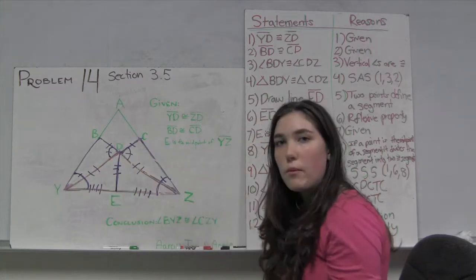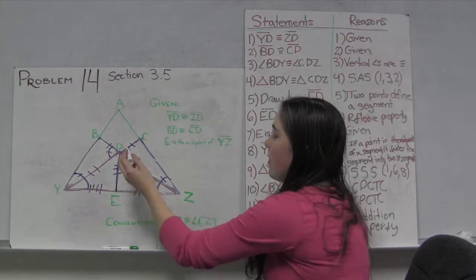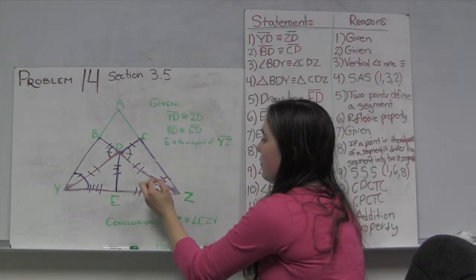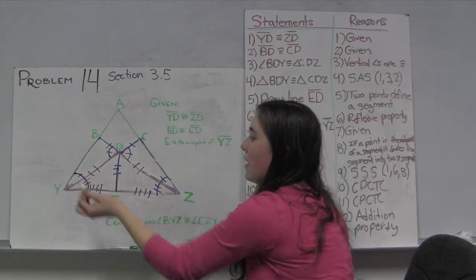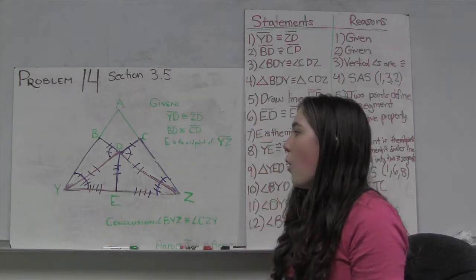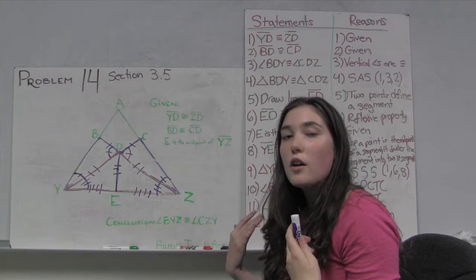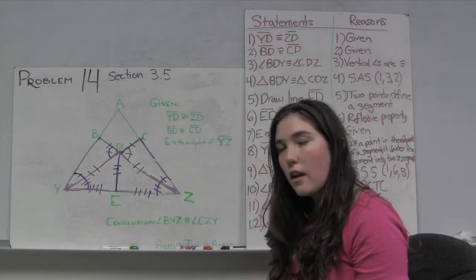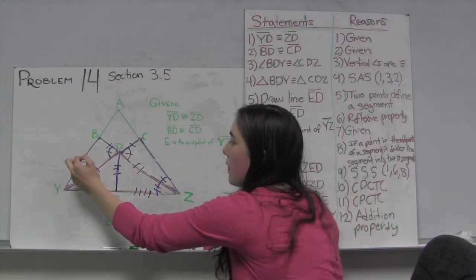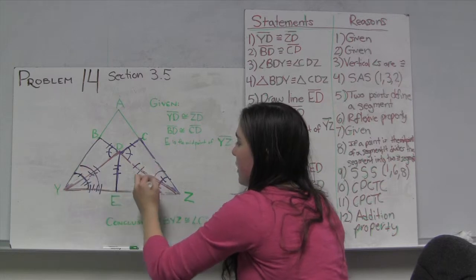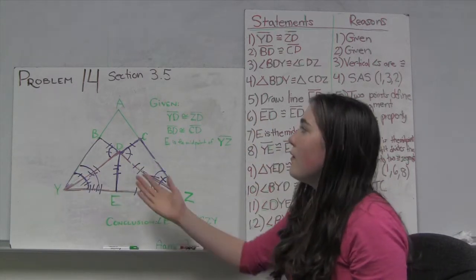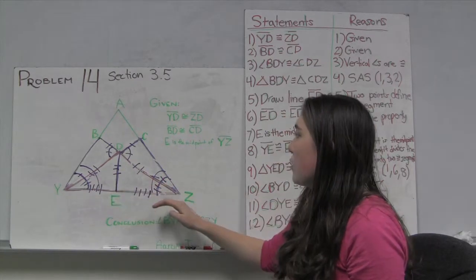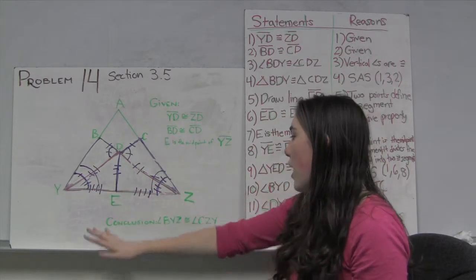And then, for the same reason, we can determine that DZE is congruent to DYZ. And then if we use our addition property, we know that if we add two congruent angles to two congruent angles, the sums will be congruent. And that's what we're looking for. So now we've proved that angle BYZ is congruent to angle CZY.